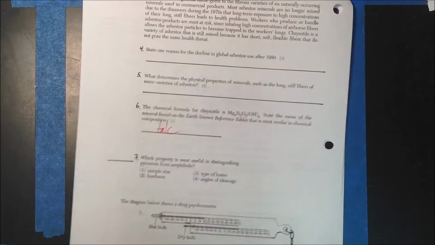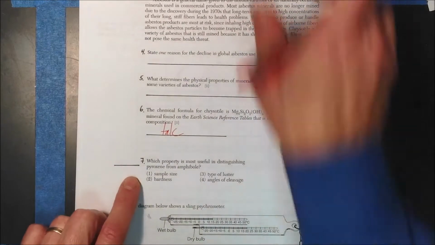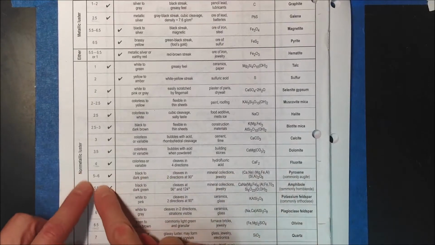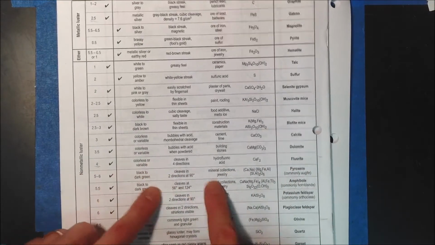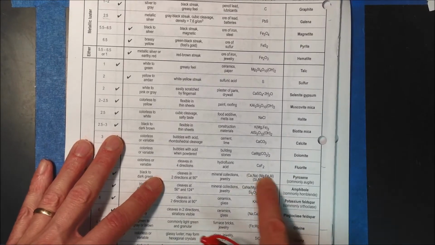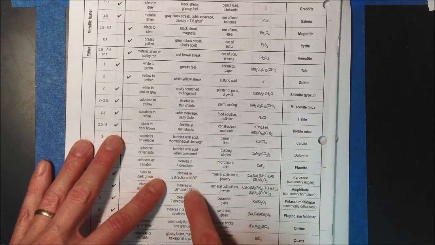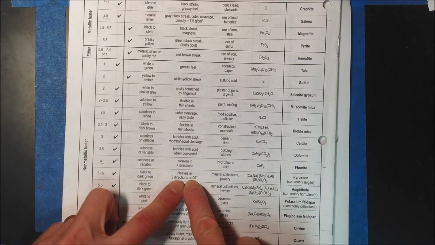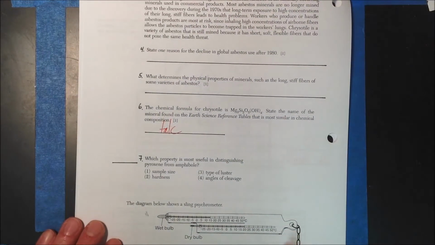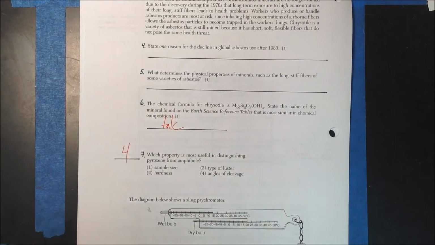7. Which property is most useful in distinguishing pyroxene from amphibole? So you got to look here. Pyroxene, amphibole. They have similar hardness. Both have cleavage. Color's the same. The formula, you can't know from looking at it. And it's this: it's cleavage directions. Two at 90 degrees, and this is at 56 and 124. So the answer, that's angles of cleavage, is choice 4.